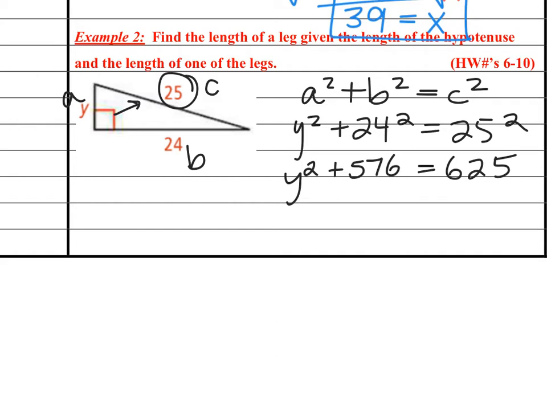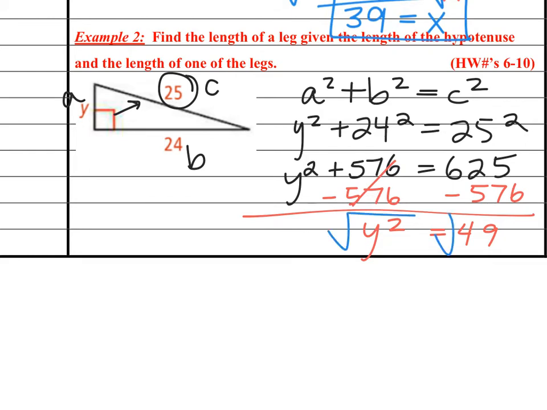Now this one's a little bit different. We're going to subtract 576 from both sides because we're just solving an equation. And so what are we going to get on the right side, guys? 49 is equal to y squared. Take the square root of both sides. What's the square root of 49? 7. So the missing side is 7.